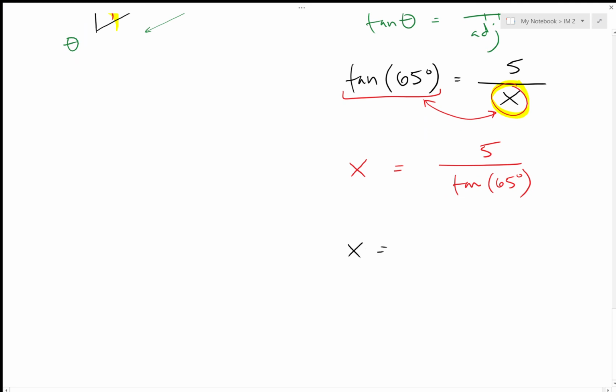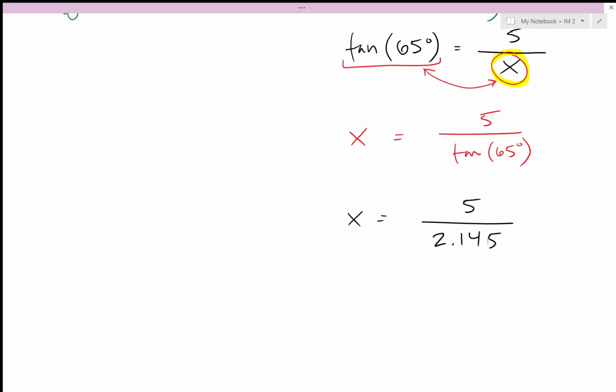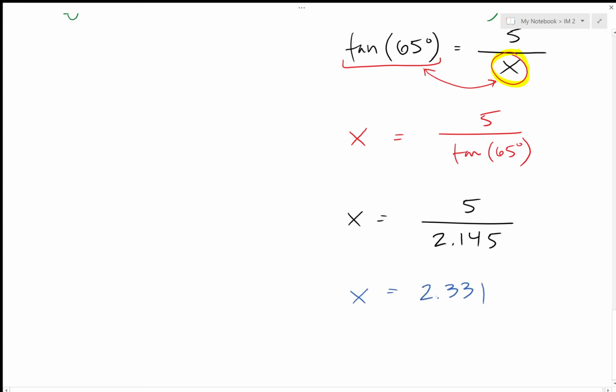So x equals, keep the 5 on top. Let's find out what tangent 65 is. On the calculator, if you put tangent 65 degrees, you get 2.145. And then finally just divide those two numbers, and you get 2.331. Now if they give you units like feet or inches or miles, don't forget to put that. But for right now, there are no units.